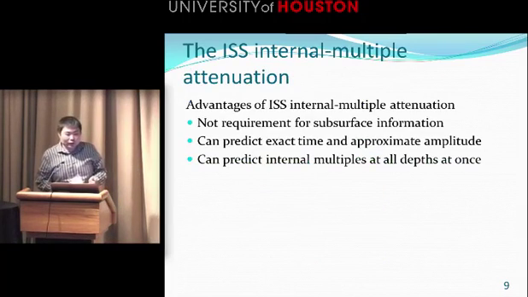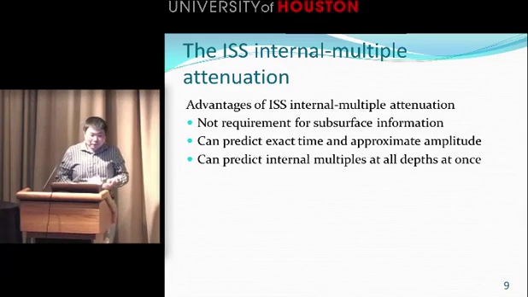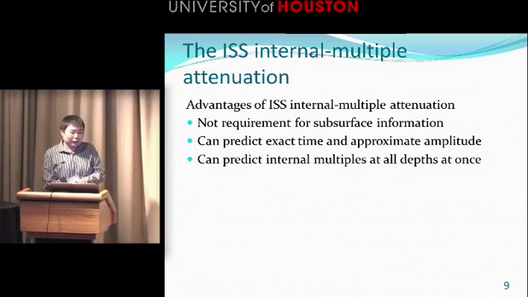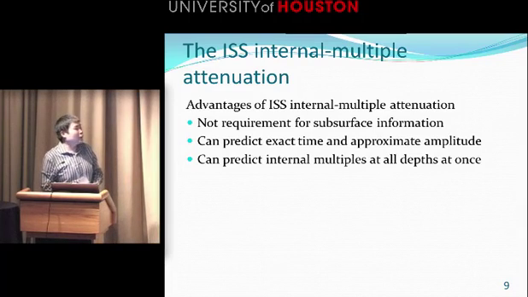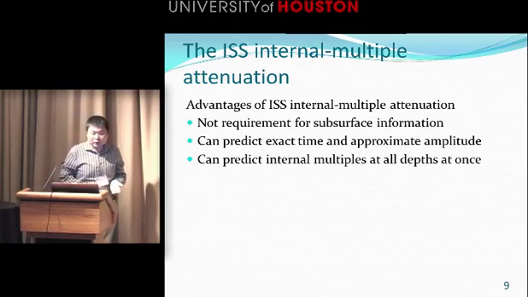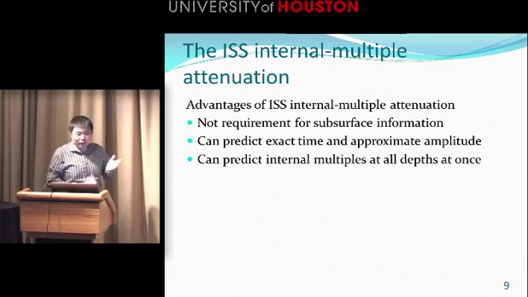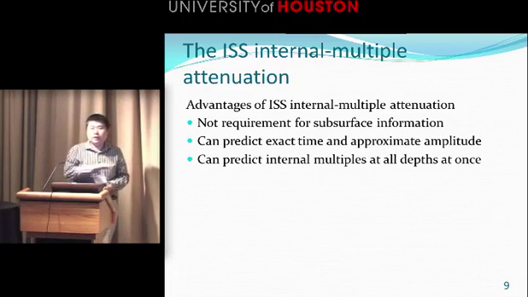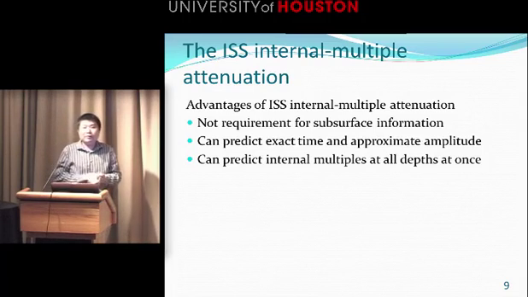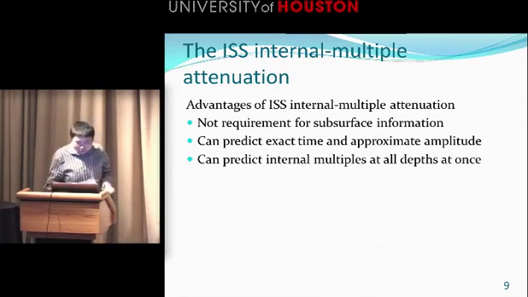From the talks before me, we know the ISS internal multiple attenuation has some advantages. We do not need any subsurface information, and we can predict the exact time and approximate amplitude for all first order internal multiple events. Sorry, and we can predict all internal multiple events at all depths at once. We do not need to pick the generator or phantom layer or anything like that.